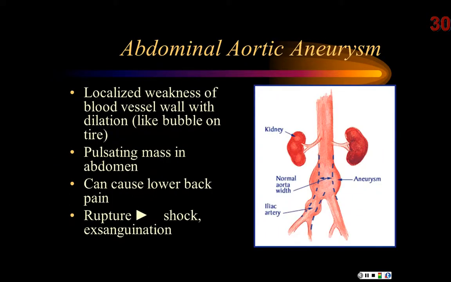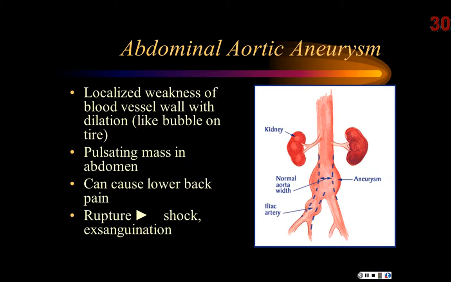All right, so abdominal aortic aneurysm. You remember that your aorta comes down right in the middle, and your kidneys come off it, so the abdominal aortic aneurysm happens below the kidneys. It's a localized weakness of the blood vessel wall, kind of like a bubble on a tire. There are several layers, and where you get that weakened place, it starts to fill up that outer layer. That's how you get that bubble. The weakness pushes through it.